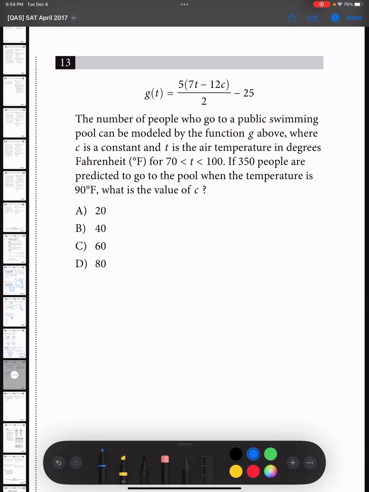A public swimming pool model with the function g above, where c is a constant and T is the air temperature. For 70, so I'm going to ignore this, this is unneeded information. And if 350 people are predicted to go to the pool when the temperature is 90 Fahrenheit, what is the value of c?